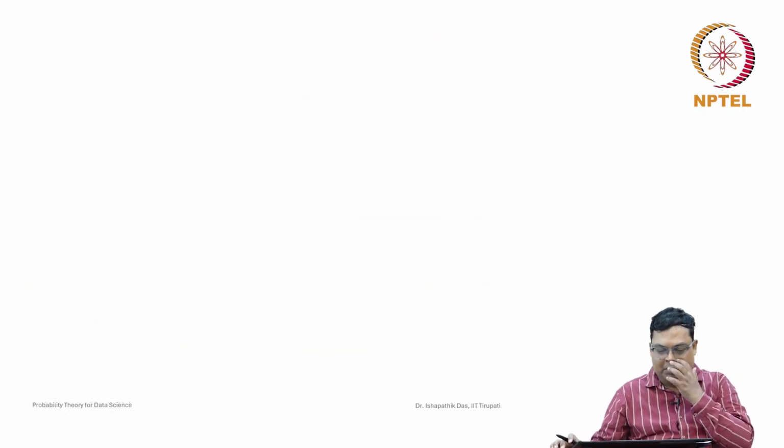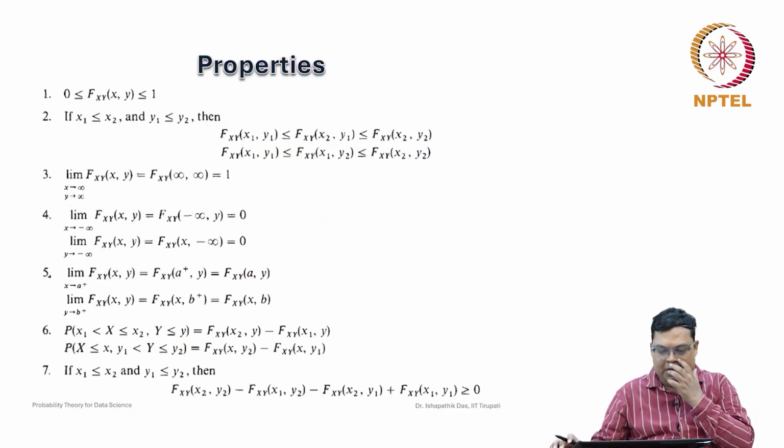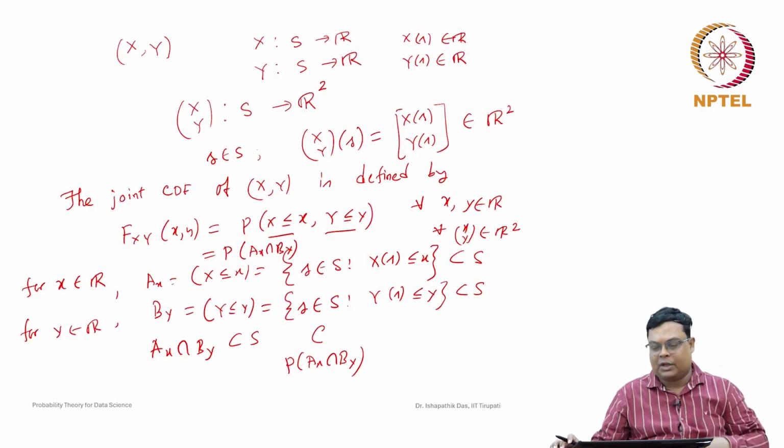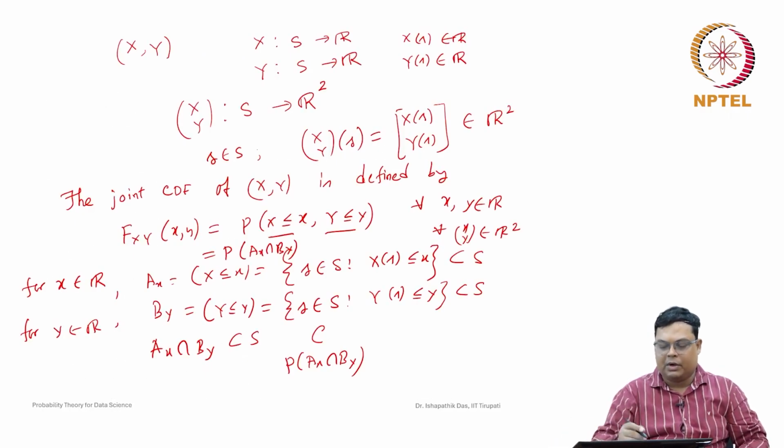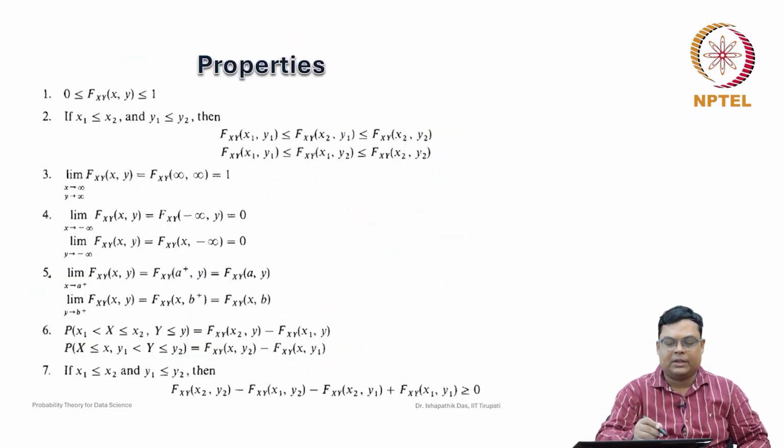Now, we will discuss some of the properties of this cumulative distribution function. This function is defined as a probability. So it is very clear that F_XY(x, y) is giving a probability, so it must belong to the interval between 0 and 1.